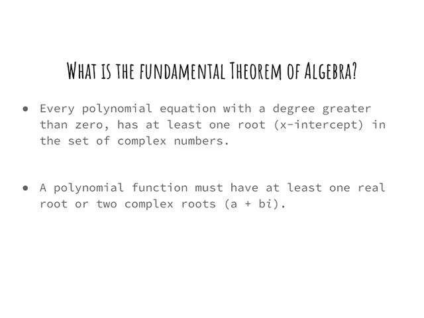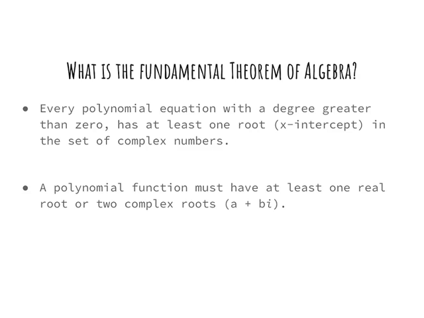Well, every polynomial equation, which has to be an equation with a 0 on the other side of the equal sign, with a degree greater than 0, has at least one root, which are your x-intercepts, that's going to be in this set of complex numbers. The complex numbers where your leading coefficients could actually be 0 as well, meaning that they could be real numbers as well as imaginary.